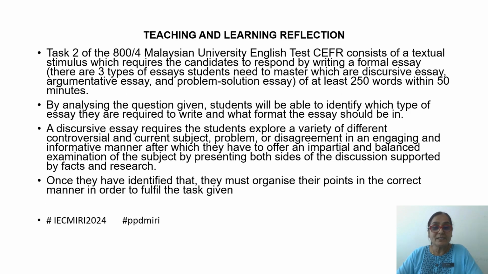Okay, so my teaching and learning reflection. As we know, in the Muet paper, task 2 of the 800/4 Malaysian University English test consists of a textual stimulus which requires the candidates to respond. There are 3 types of essay which the students have to master: discursive essay, argumentative essay, and problem solution essay. By analyzing the questions, the students will be able to identify which essay they are supposed to write.